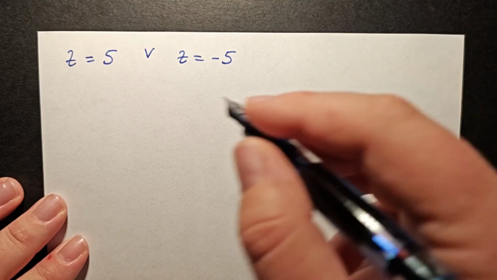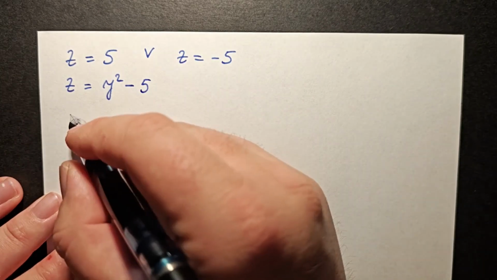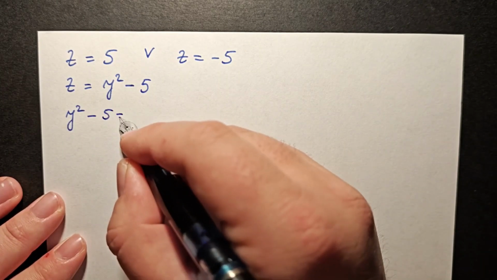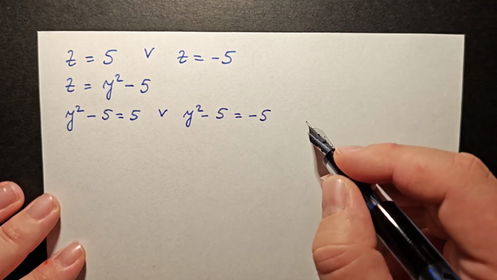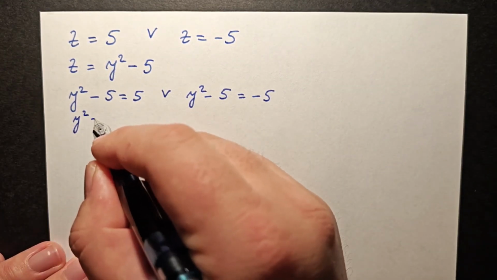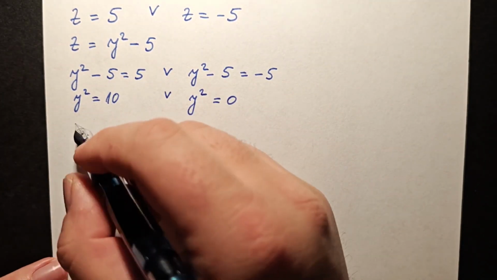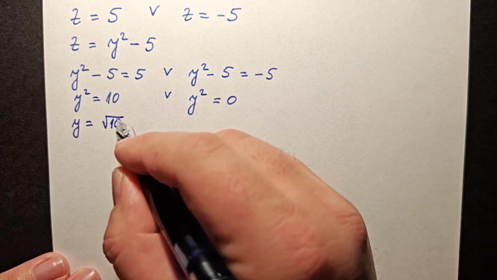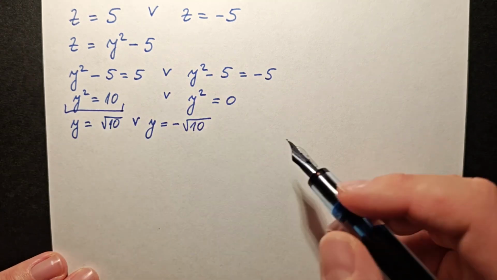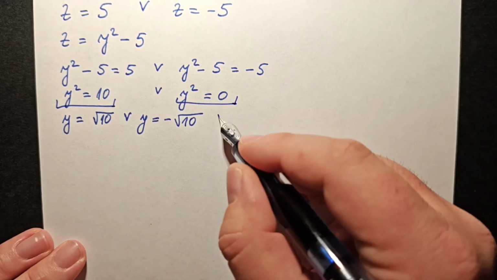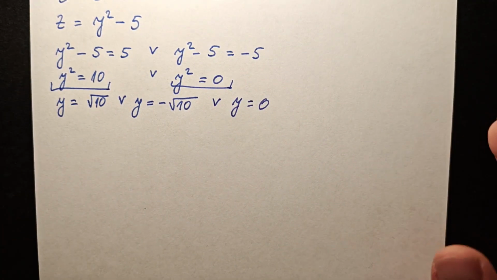And at this point we are going to return the substitution. Z was y squared minus 5. So we had that y squared minus 5 is equal to 5, or that y squared minus 5 is equal to negative 5. Y squared is then equal to 10, or y squared is equal to 0. Then we have that y is equal to the square root of 10, or that y is equal to negative square root of 10 from this term here, and this y squared is equal to 0 is going to give us that y is equal to 0.